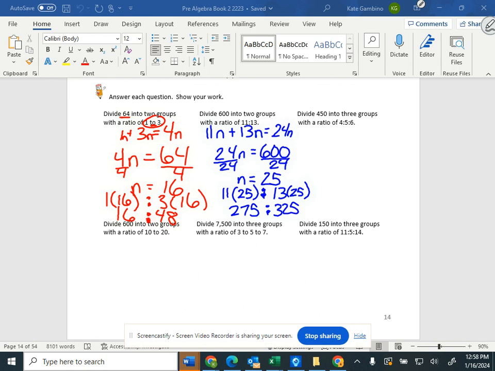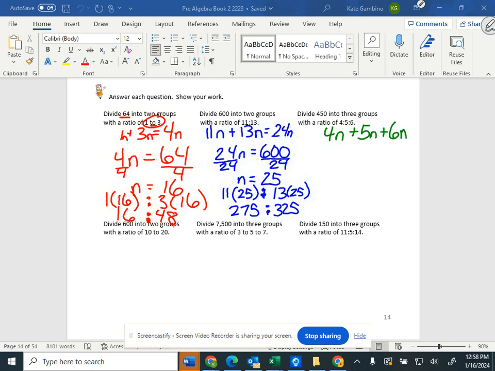So if we're going to do it with 3 groups, we have divide 450 into 3 groups with a ratio of 4 to 5 to 6. What do you think I have to do there? Christian? Add 4, 5, and 6. Yeah. I'm going to do the same thing. I just have an extra one to add.